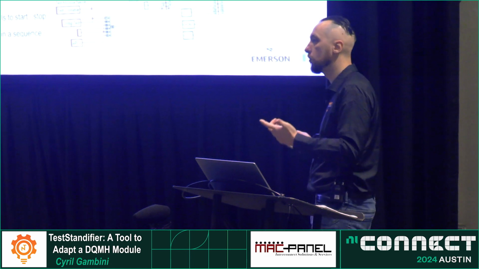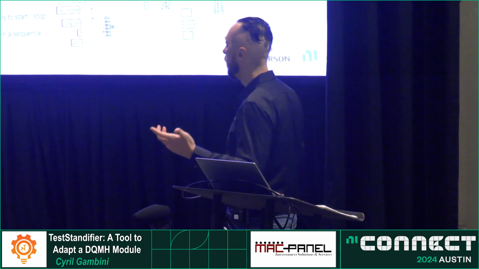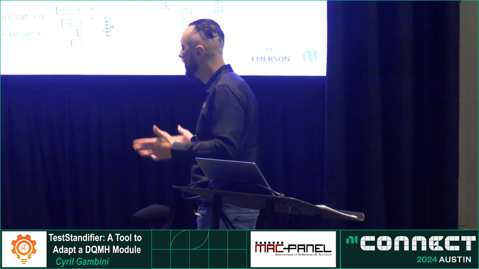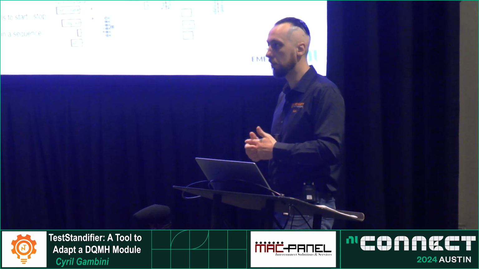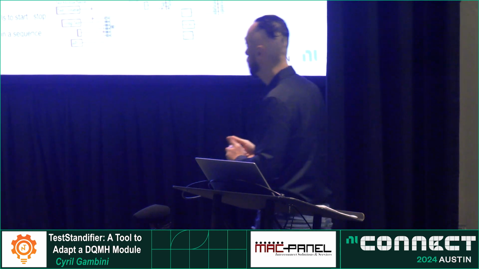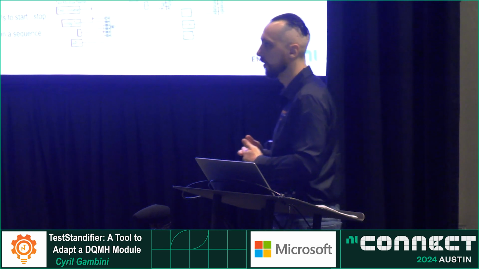So we asked the DQMH consortium, is it possible to add an API just to close the tester? The answer was no. This is not a typical use case, and they do not want to invest time in it. So we had to be a little bit creative to actually find a way to stop the tester.